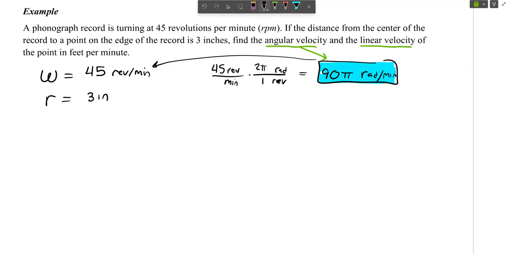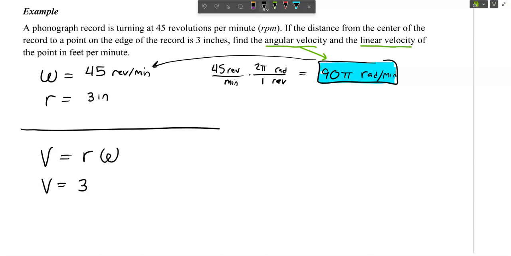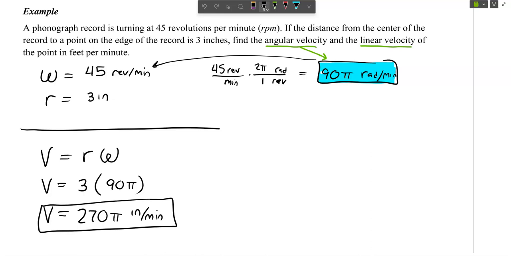So there is my angular velocity done. And now that we know omega and now that we know r, remember our new formula here, because the angular velocity times the radius will always equal our linear velocity based on that new formula we created. So we take our radius, multiply it by 90 pi, and our linear velocity is going to be 270 pi, and in this case we're using inches per minute. So this is that linear velocity that we're looking for in this example.